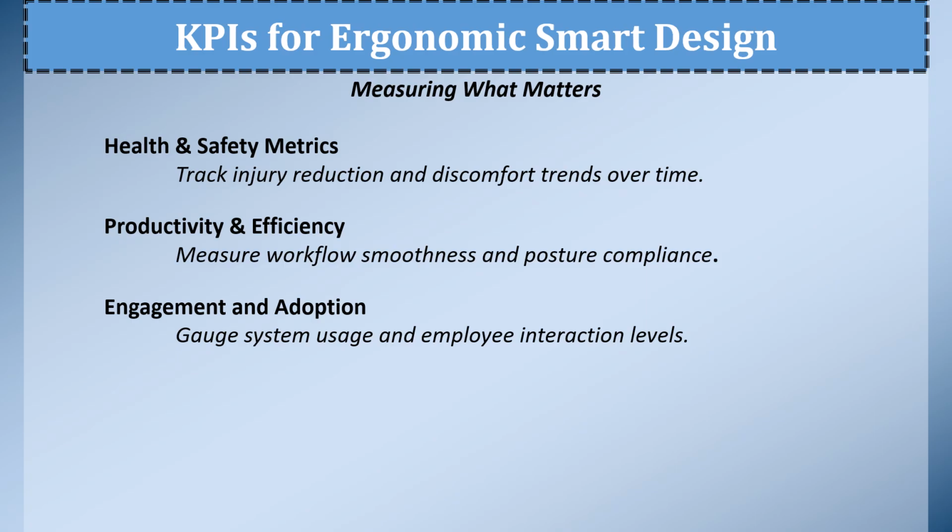Engagement and adoption. Metrics around user interaction with AI systems, like feedback response rates or customization use, show how well solutions are being embraced. High engagement typically correlates with better ergonomics outcomes. Metrics bring accountability to ergonomics design. Tracking health, efficiency, and adoption helps refine systems and proves their real-world impact.